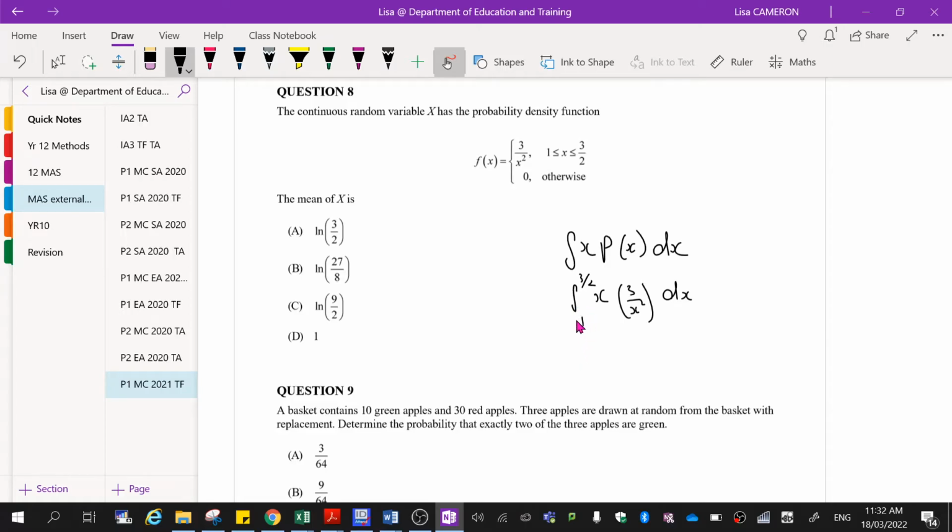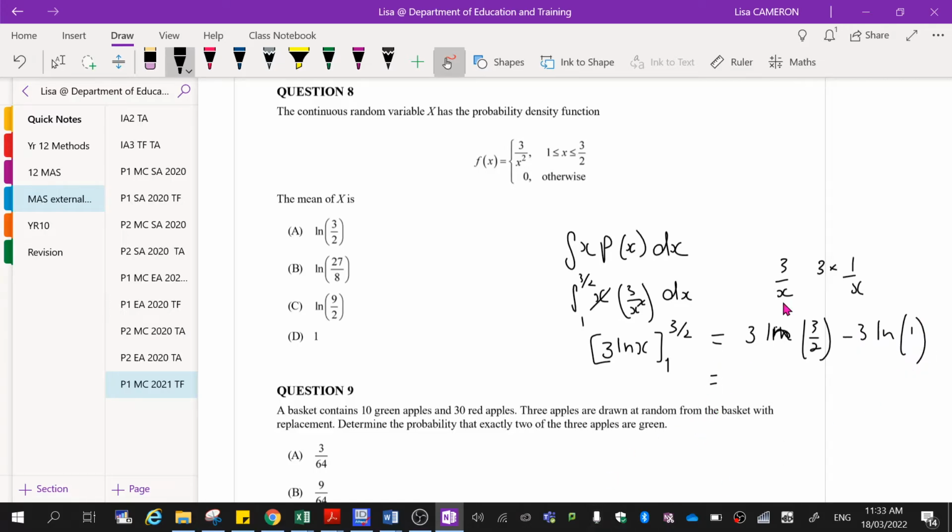Now, the next thing that we want to do is we're going to simplify our function before we integrate. So I'm integrating now 3 over x. And when you integrate 3 over x, think about it as 3 times 1 over x. Okay, that'll stop you from making mistakes. So when I integrate this, I'm going to end up with 3 ln x between our boundaries of 3 over 2 and 1. Now I'm ready to substitute my values in. So 3 ln 3 over 2 minus 3 ln 1.